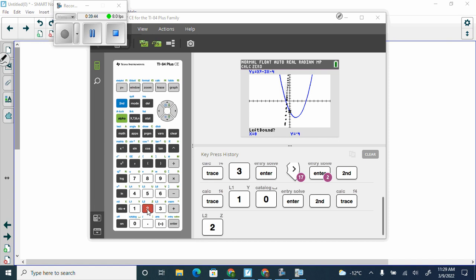Am I on the left currently with the blinking? No, I'm currently on the right of that dashed line, aren't I? So I need to get on the left.